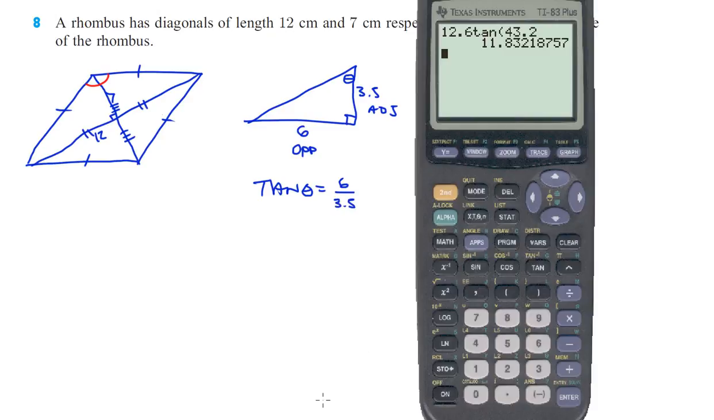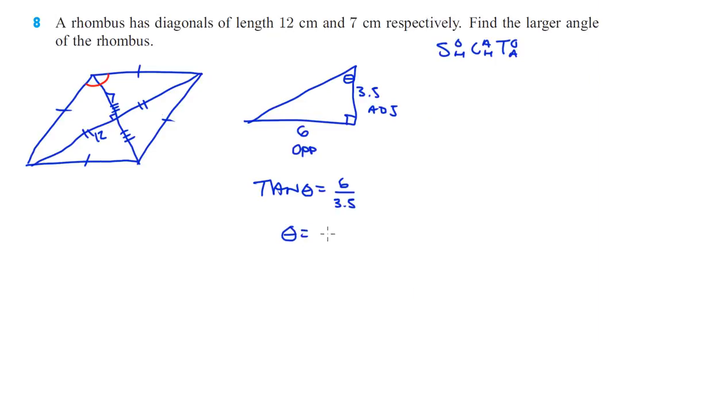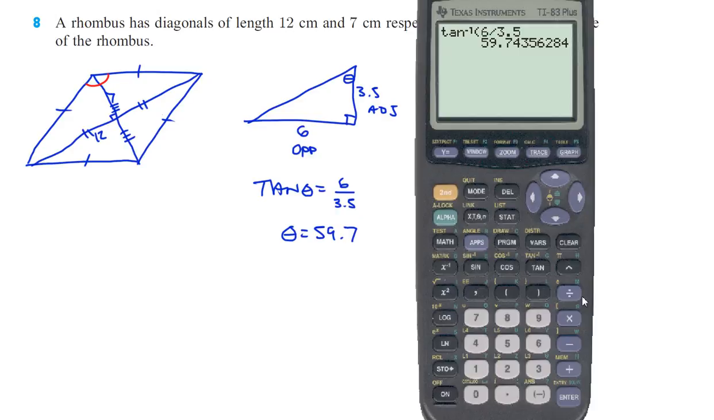All right, so to figure out an angle, it's always second tangent, and we'll do 6 divided by 3.5, and that gives us 59.74. So we'll go with 59.7. 59.7 is this angle here, but again, we don't want just this angle. We want both parts, and these are both identical. So we just need to take this answer here and multiply it by 2, and we get 119.5 degrees for the whole angle.